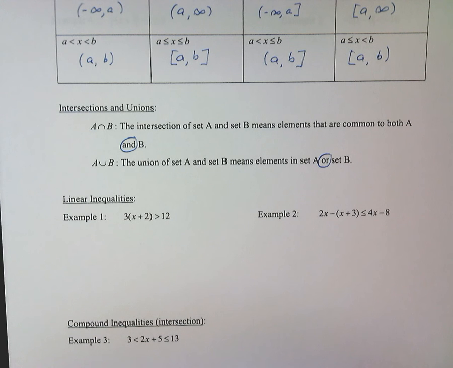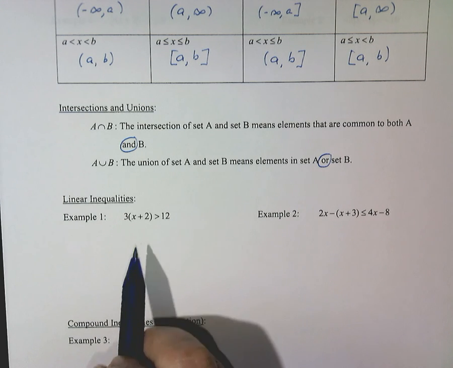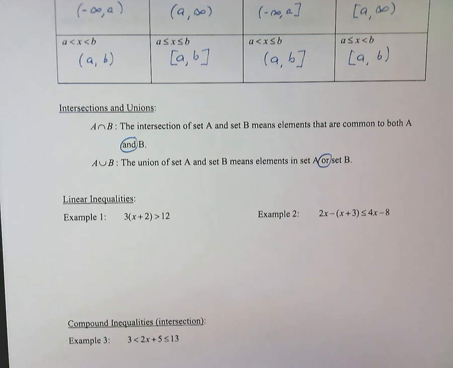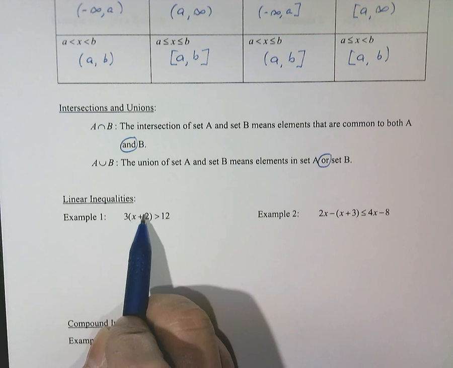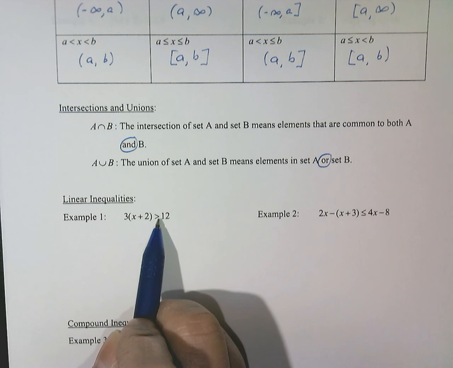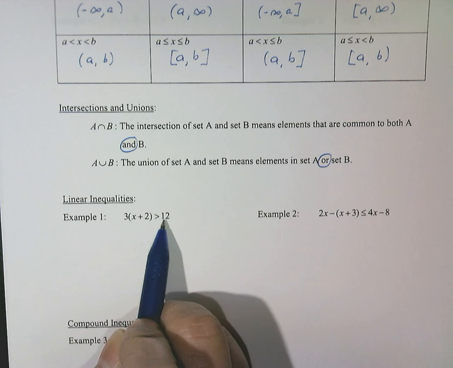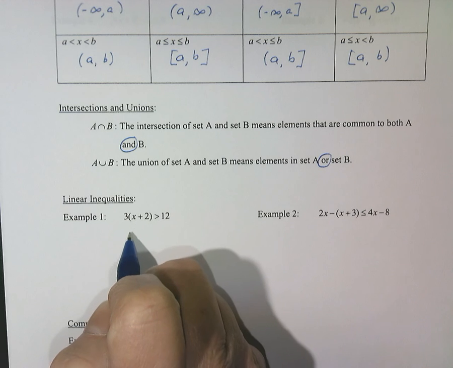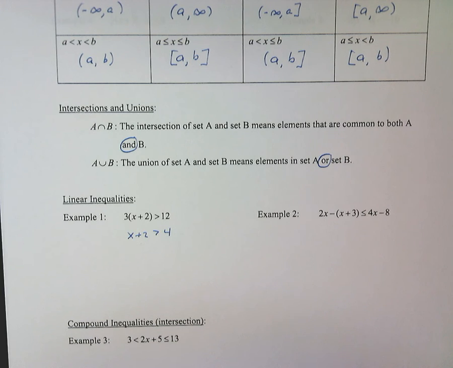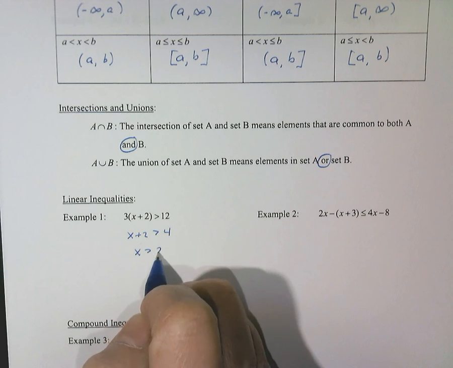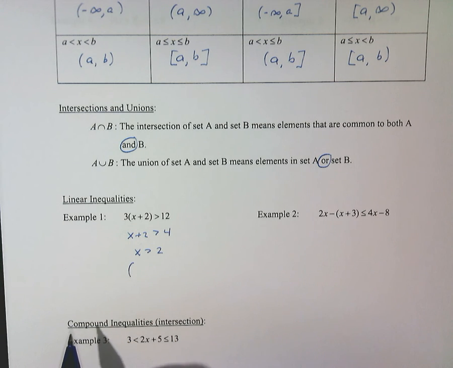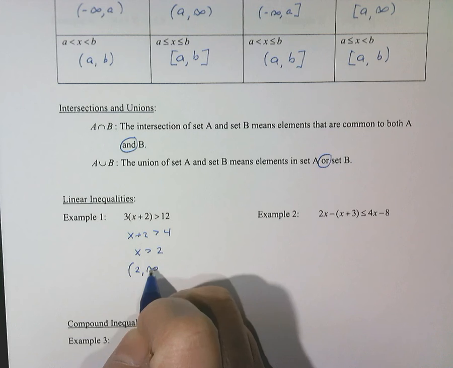So in solving linear inequalities, I have the inequality 3 times the quantity x plus 2 greater than 12. Some of you like distributing that 3 in, and you can. I look at it and say, well, I can divide by 3, because that's going to make it an integer, and it's pretty easy. So I'm going to divide both sides by 3, and I get x plus 2 is greater than 4. Subtract 2, I get x is greater than 2. So in inequality notation, it's x greater than 2. In interval notation, I'm going to start at 2 and I go towards infinity.